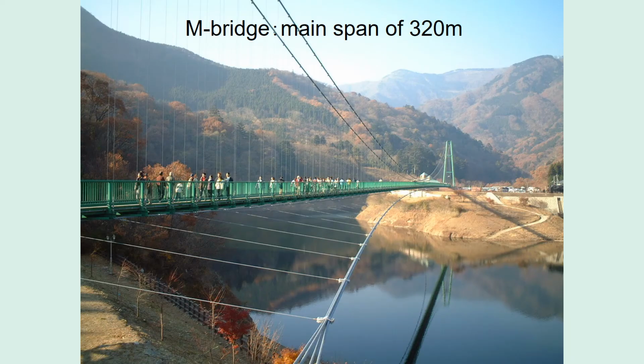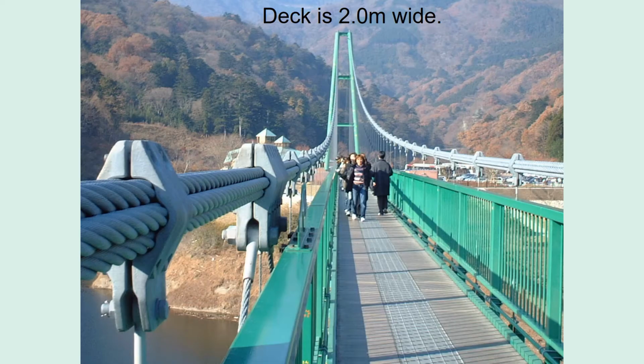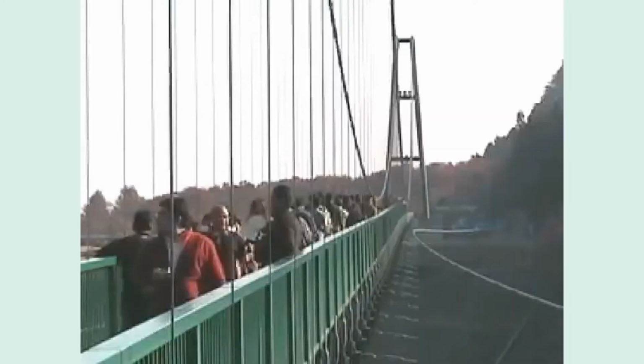M-bridge, a suspension footbridge in Japan where the lateral vibration occurred. This is the M-bridge, a suspension bridge with a main span of 320 meters. It is situated in a scenic place in Japan. The deck is only 2 meters wide. It's a long and narrow bridge again. This is what happened.